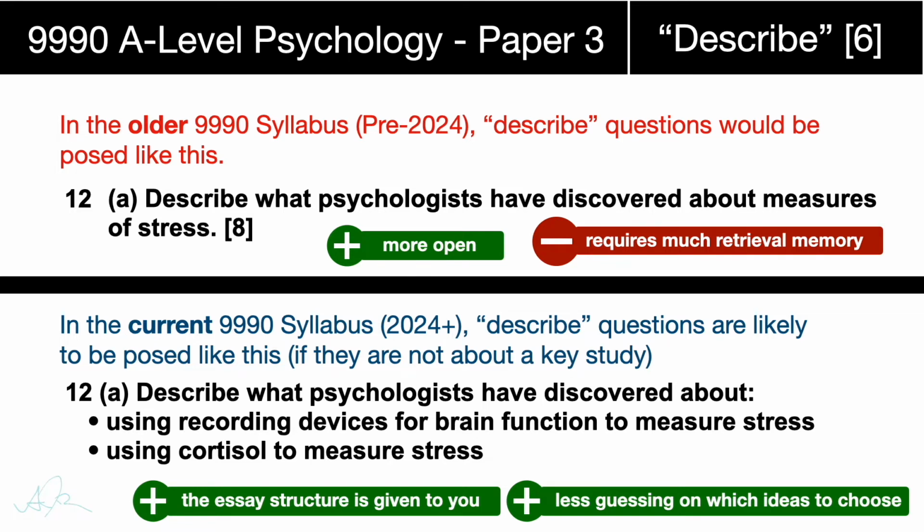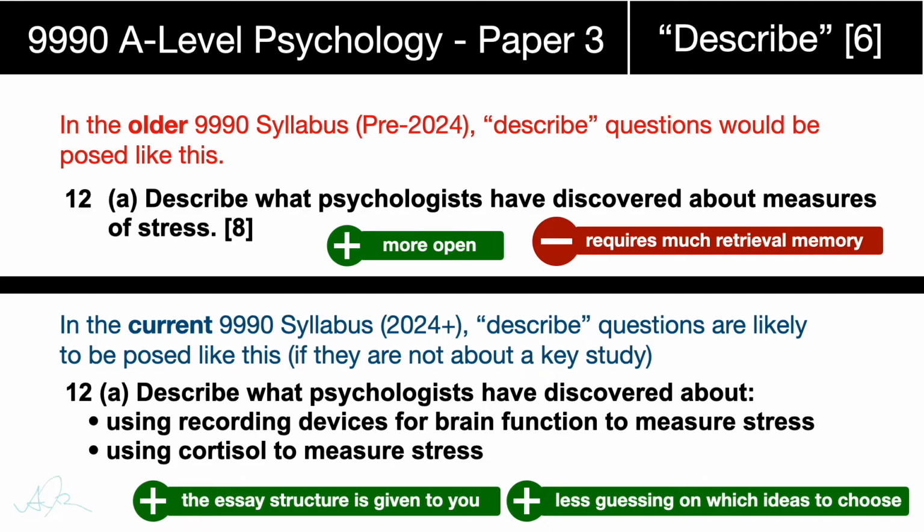Whereas in the newer version, if it's not a key study, if it's a more general concept than a key study, they are probably going to use these bullet points. And that's kind of a good thing. It could be a bad thing because it limits you, but it's a good thing because it gives you focus. And it also gives you a paragraph structure. I think you should be aiming for 2 paragraphs, one corresponding with each bullet point.